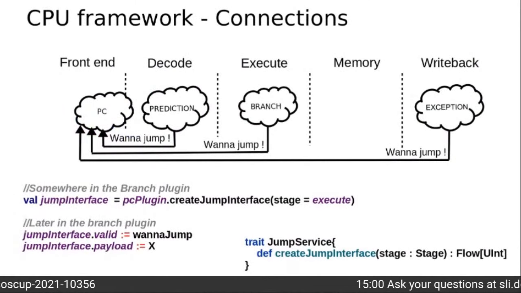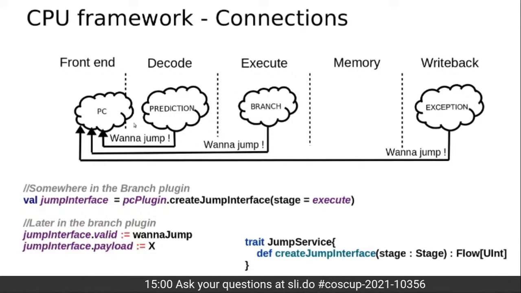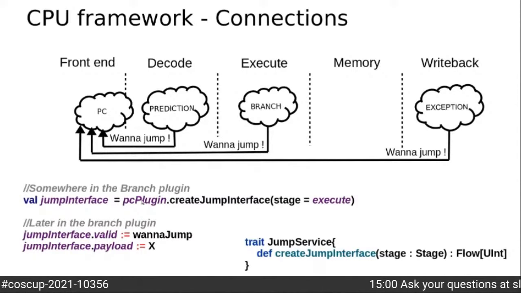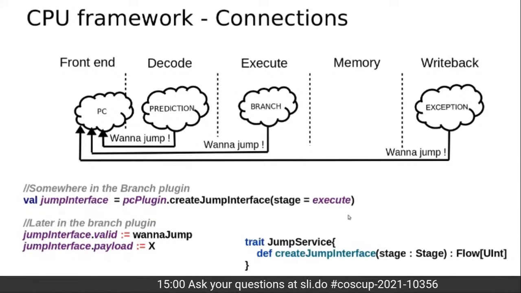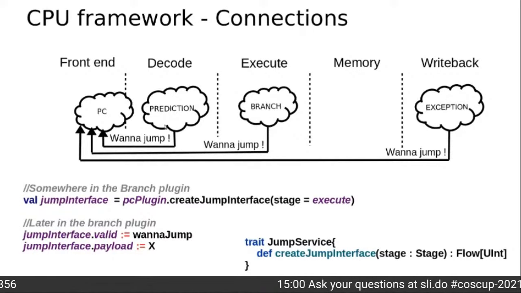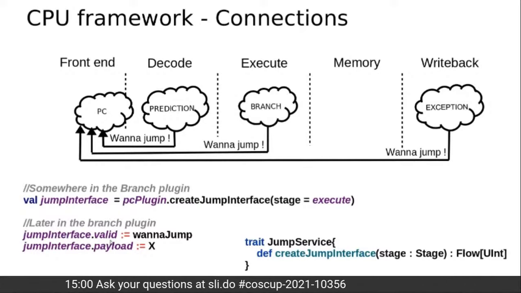And so here are some examples. As I said before, you have a plugin which manages the program counter and another plugin which wants to branch. So for instance, the branch plugin will ask the PC plugin to create a jump interface that will be used in the execute stage. We have to specify in which stage we want to jump because there is some priority, like this interface has more priority than this one, which has more priority than this one. And then the branch plugin will use that jump interface saying, okay, now I want to jump to X.